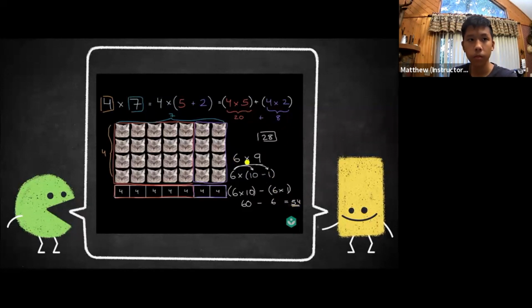And once again, you might know 6 times 9. You might know 4 times 7. But in the future, it might be useful for bigger and bigger numbers to think about, how can I break this down?